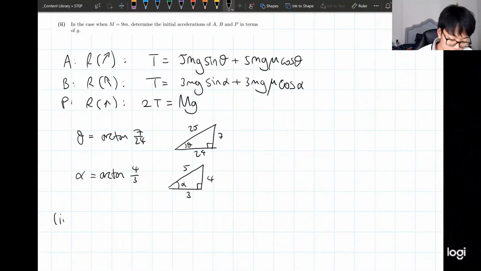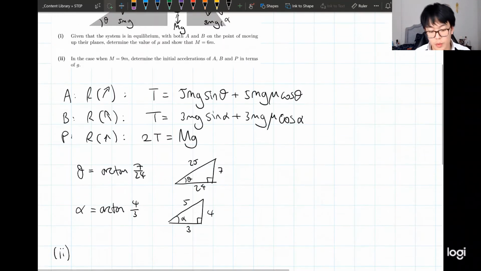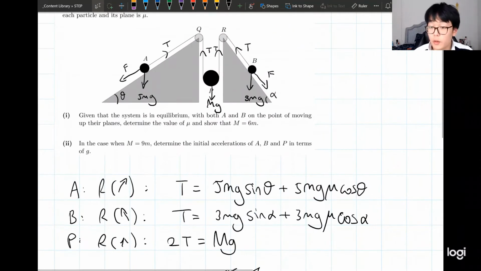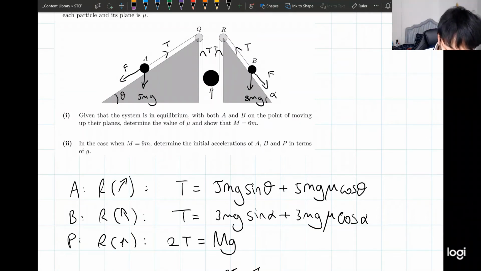Let's look at part two. That's what we're interested in. This time, in the case that capital M is 9m, let's put that in our drawing. Capital M is 9m, so the weight is 9mg. If that is the case, then determine the initial acceleration of A, B, and P in terms of g.